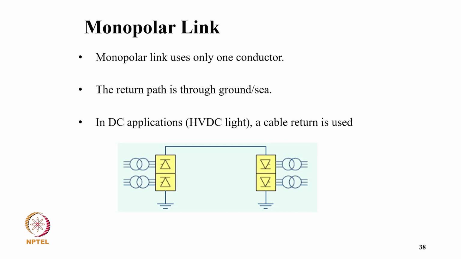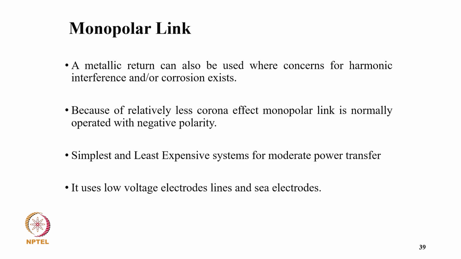So coming to the first, the monopolar link, which has only one conductor. The return path is through ground and sea, as you can see in the diagram. In HVDC Light applications, a cable return is used. A metallic return can also be used where there is concern for harmonic interference and/or corrosion.